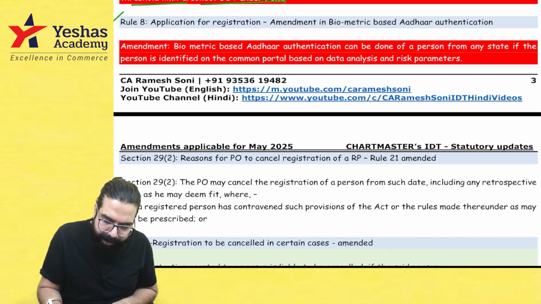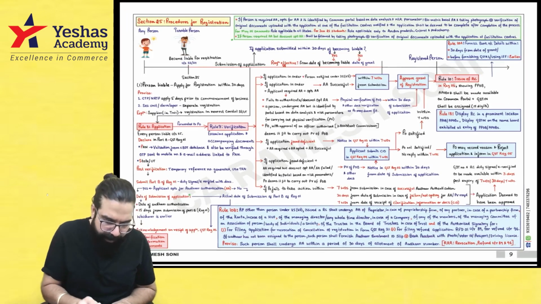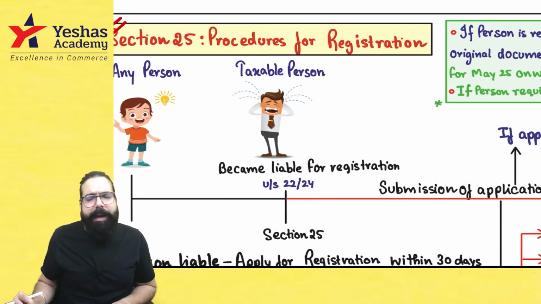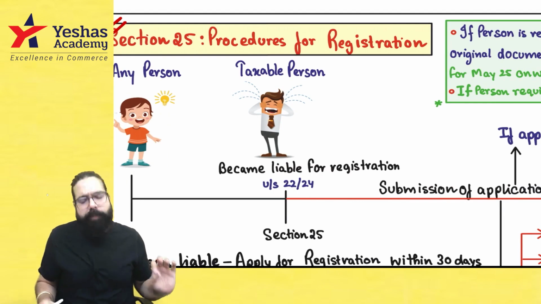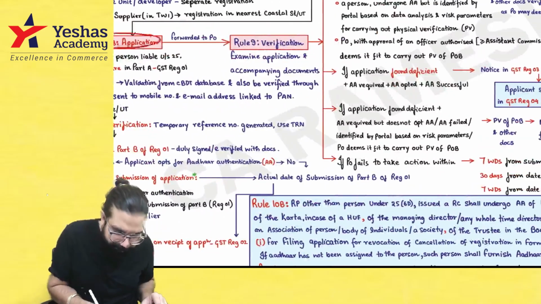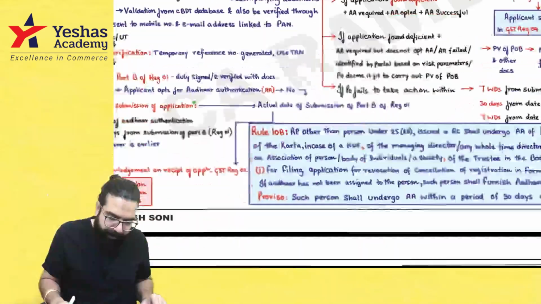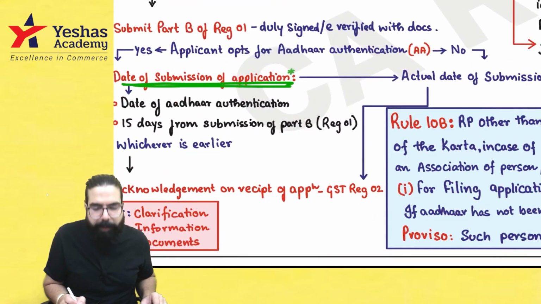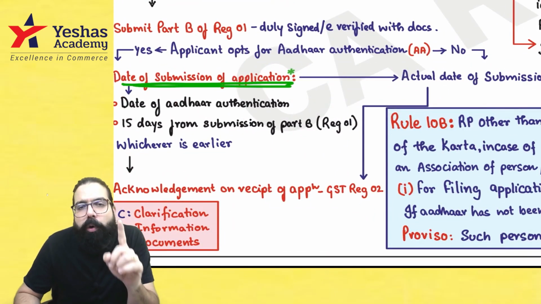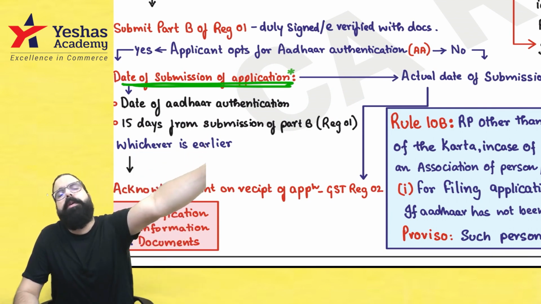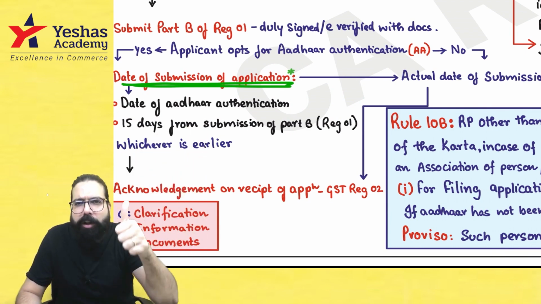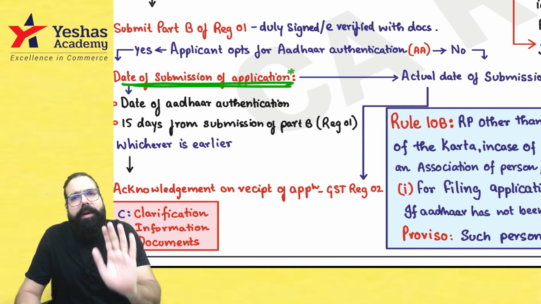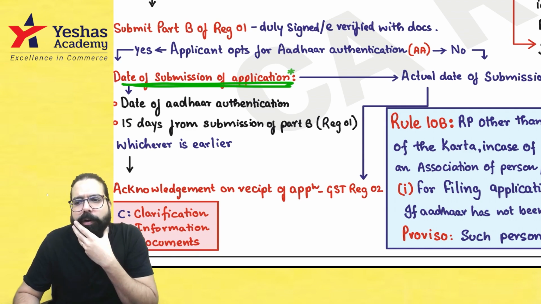Now, in rule number 8, I hope you remember this rule was there. In rule number 8, we used to understand that when you have submitted your application, people listen carefully, they used to say what will be the date of submission of application. If you are identified by the portal, then you have to go to the biometric center, get your biometric done. Only then your application will be deemed to be submitted. Do you guys remember, everyone?